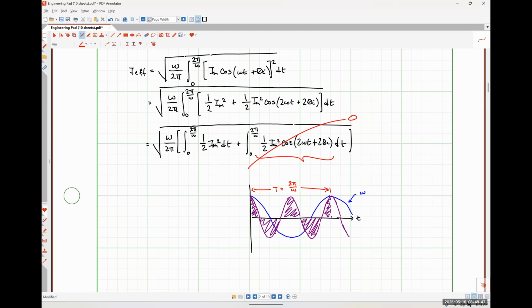Well, 1/2 Im squared is literally a constant, so we can pull that out, and we have omega over 2 pi times the integral from 0 to 2 pi over omega dt. That's just 1 over T times the integral from 0 to T. We already know that's equal to 1. So essentially what we wind up getting is simply the magnitude of our current divided by the square root of 2. So this is a very interesting result, and I'll explain why it's interesting.